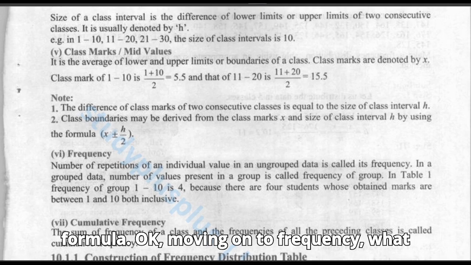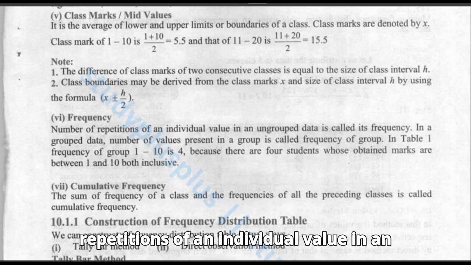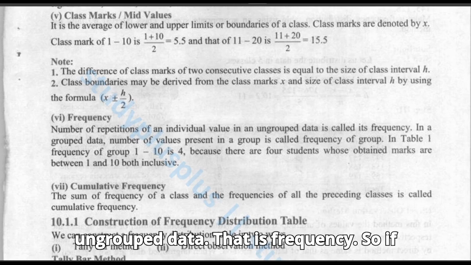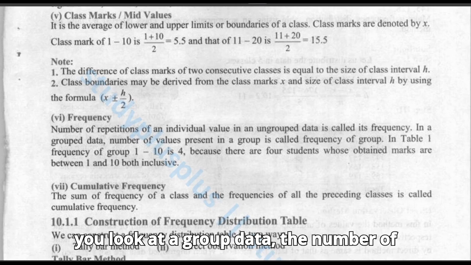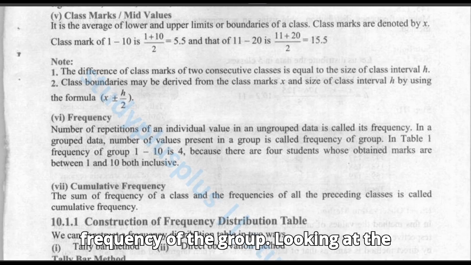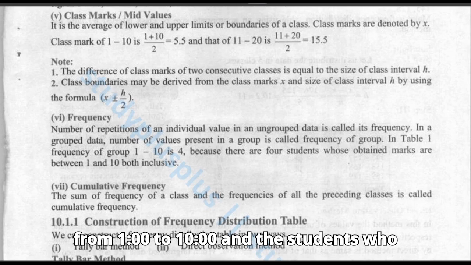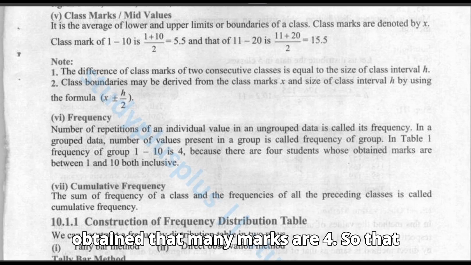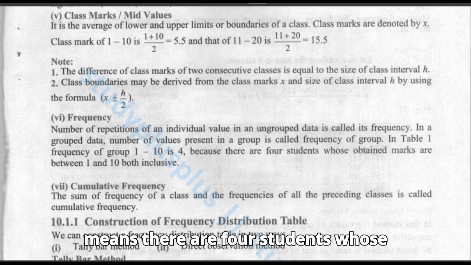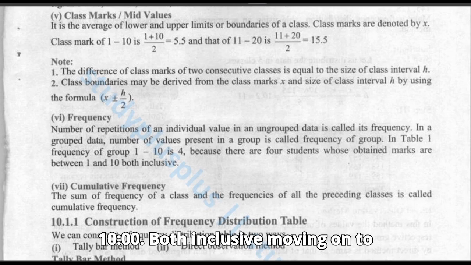Okay, moving on to frequency. What is frequency? It is the number of repetitions of an individual value in ungrouped data. That is frequency. So if you look at grouped data, the number of values present in a group is called the frequency of the group. Looking at the first table, we know that the marks are from 1 to 10 and the students who obtained that many marks are 4. So that means there are 4 students whose obtained marks are between 1 and 10, both inclusive.